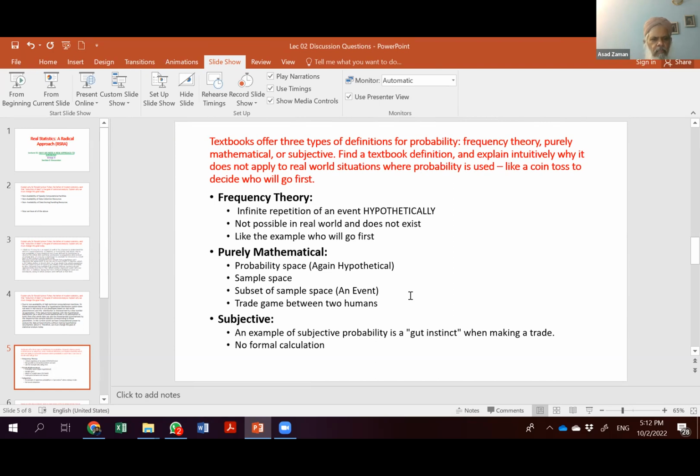The purely mathematical definition starts with a probability space, again hypothetical, and from the probability space there is a sample space, and some subset of a sample space is called an event. We can understand it by a trade game between two humans. For example, a person is given $1,000 and he can offer some amount from that $1,000 to another person. If the other person rejects the offer, nobody gets anything.